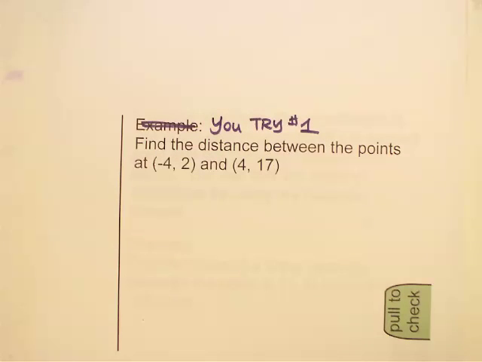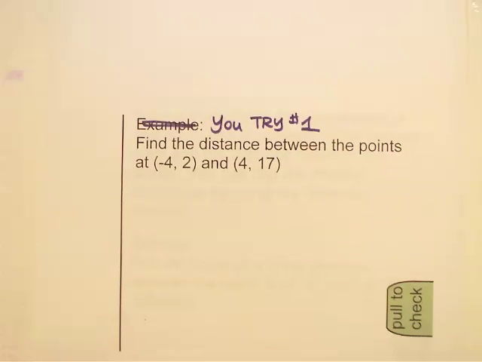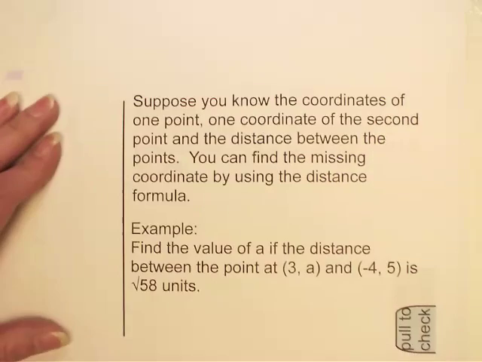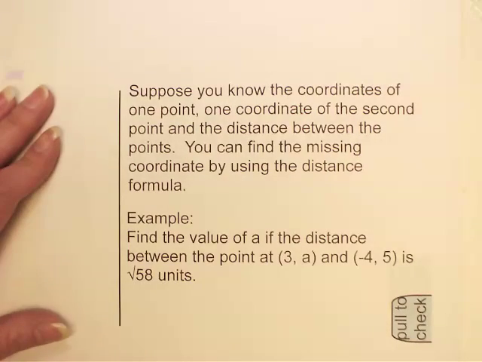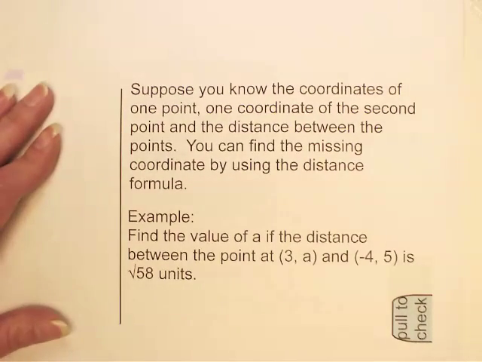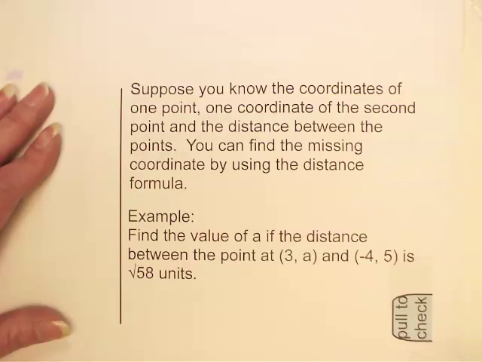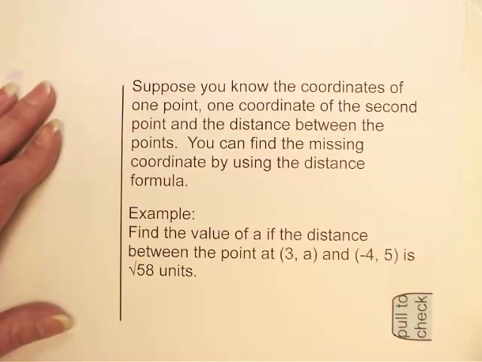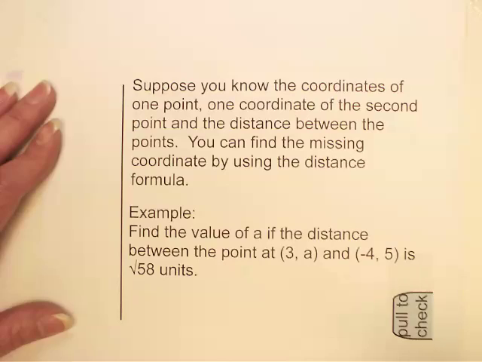Okay, so moving on, let's go ahead and turn the tables. Let's go the other way. Suppose you know the coordinates of one of the points, and one of the coordinates of the second point. That means you either have your x or your y. And you also know your distance. The only thing missing then is the other coordinate that they leave out. So now we're turning the tables. This is objective number 2.